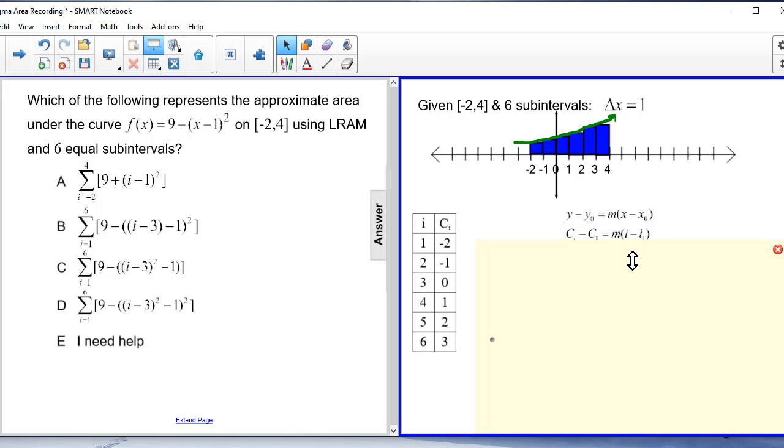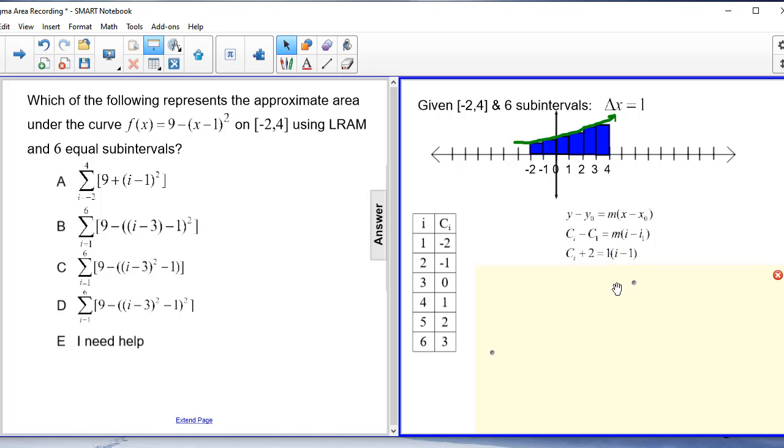Relating this to sequences, I can rewrite this as c sub i minus c sub 1 is equal to m times i minus i sub 1. Now, a quick note, I'm using c sub 1 and i sub 1, which is going to be the top value here. But if I chose 2, 3, or 4 on down, I would get the same expression. It would just take a little more simplification.